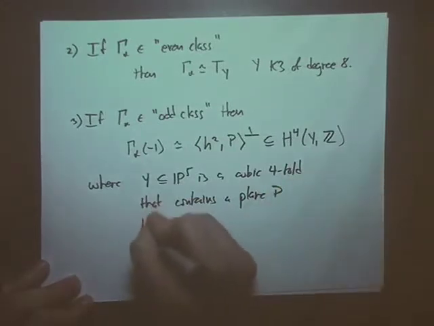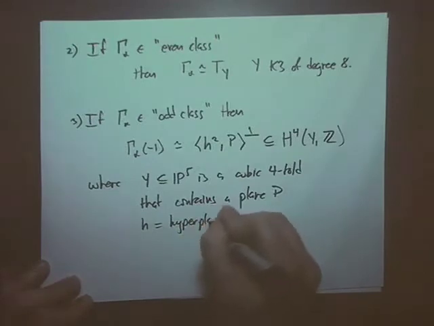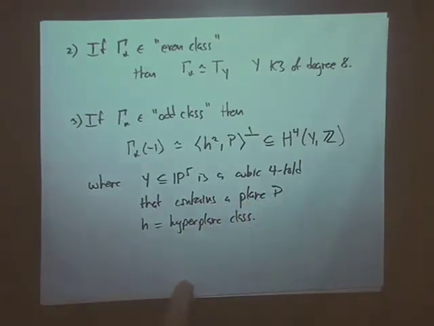And H is the restriction of the hyperplane class. So these came up yesterday in Ravi's lecture. I mean, rationality of these cubic fourfolds is sort of a huge question.